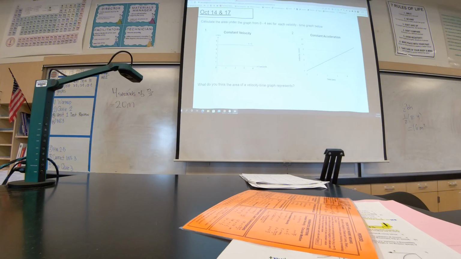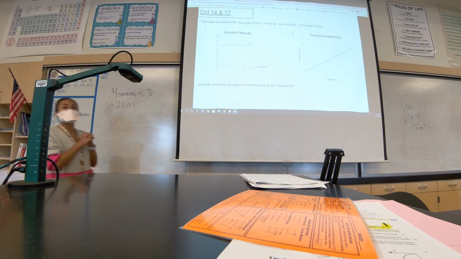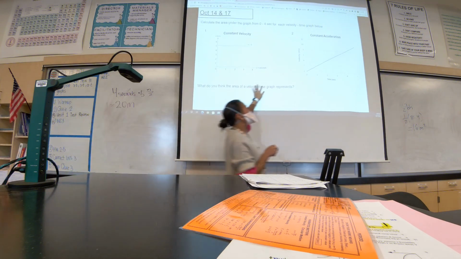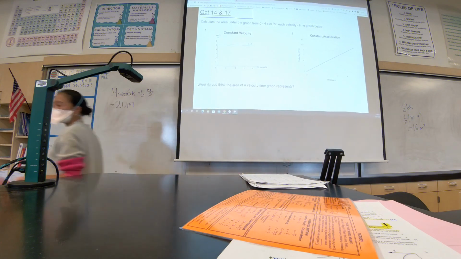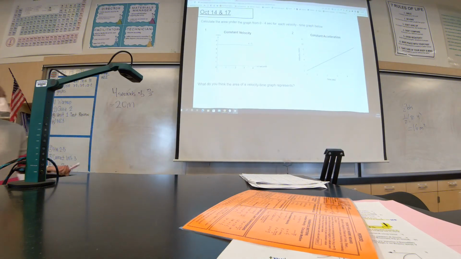Let's walk through this problem together. And the ultimate result is trying to figure out what the area under a curve represents. So first thing, we're just going to take the area. And a lot of you remembered that the area of a rectangle is base times height or length times width, right?